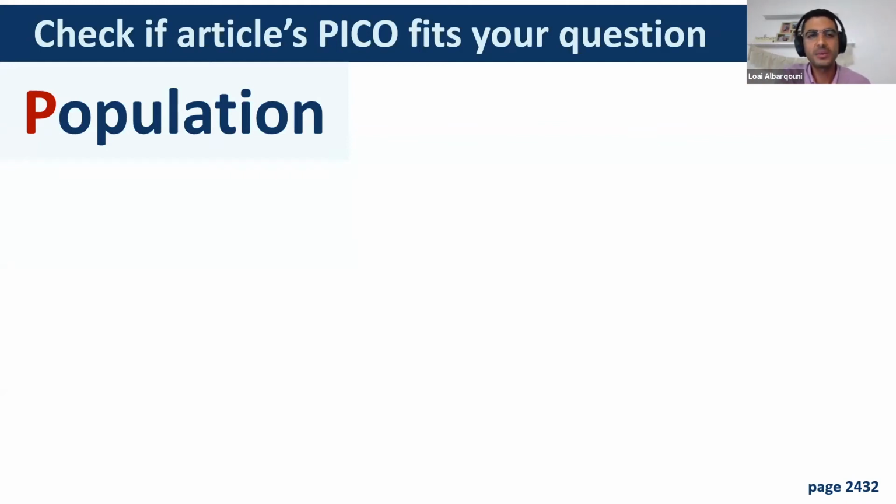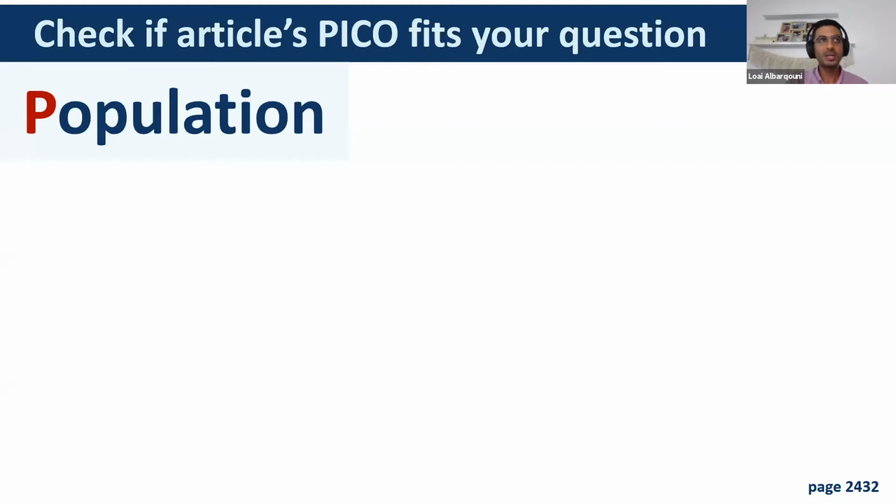I'm not sure if you are familiar with the mnemonics called PICO or PICOS: the P for population, the I for intervention, the C for the comparison, and the O for the outcome. Usually you should be able to extract this information of the PICO from the title, sometimes from the abstract. But if you couldn't find this information in the title and the abstract, you could go and look.